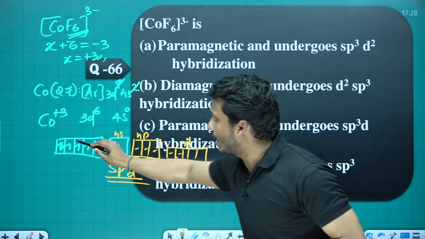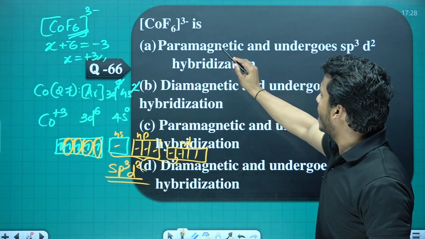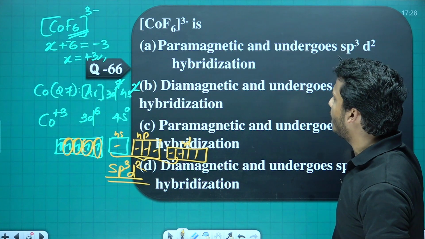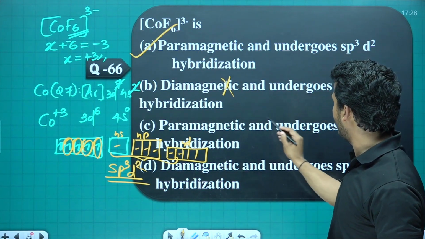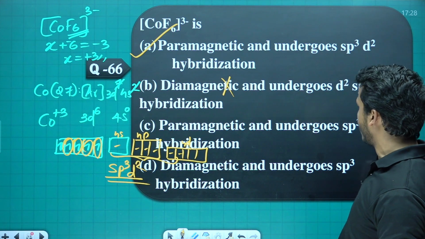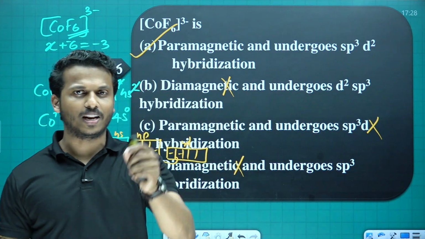Is it paramagnetic? Yes, it's highly paramagnetic because more unpaired electrons are there. So they are paramagnetic and undergo sp3d2 hybridization. Yes, correct. No, diamagnetic, paramagnetic and undergo sp3d hybridization. No, diamagnetic, no. So VBT related questions are very important, my dear.